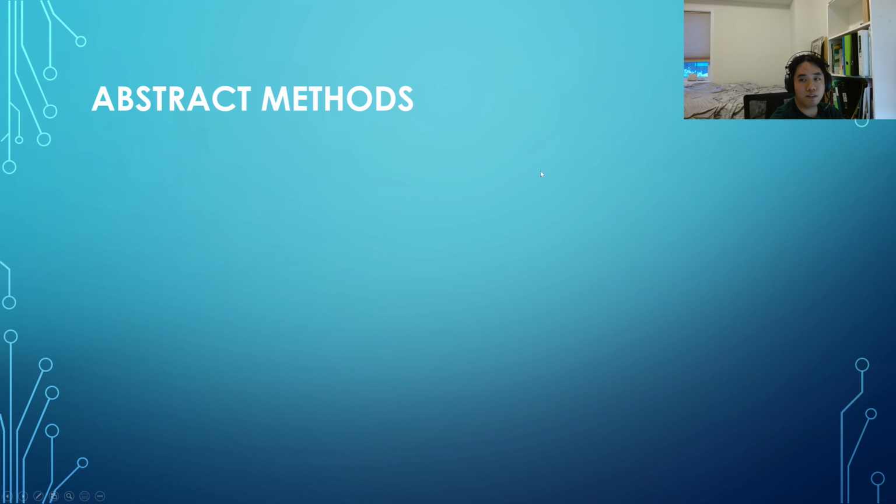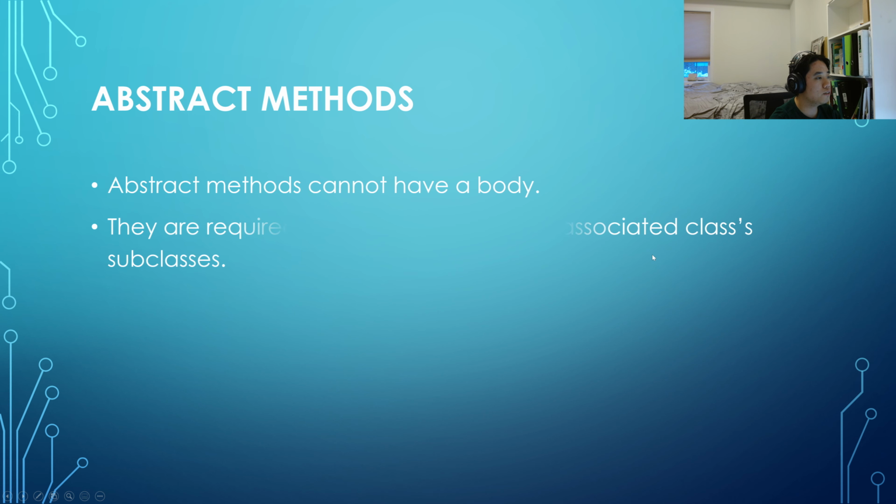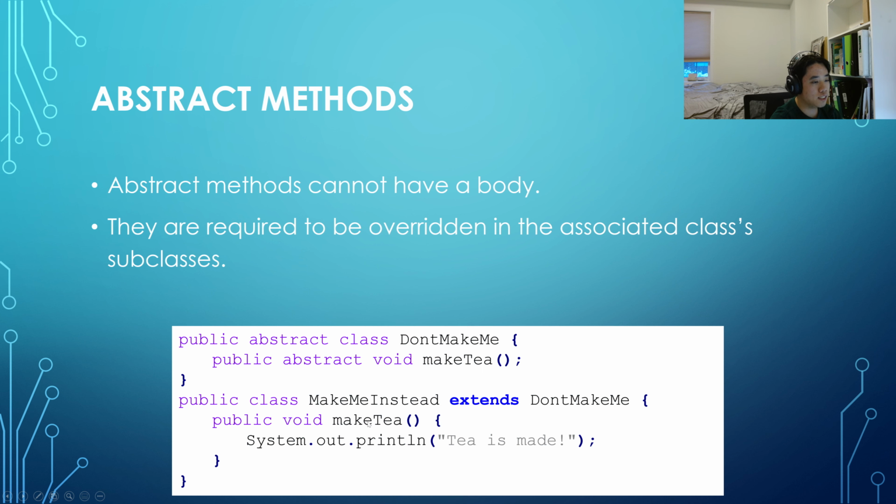Now, here are some things about abstract classes, and one of these things is abstract methods. Abstract methods cannot have a body, which means you cannot have any content inside at all. They are required to be overridden by subclasses, however. So the subclasses will have the body of those abstract methods. So here is an example. I have the DontMakeMe abstract class having an abstract method called makeT, which means I would have to implement the makeT method in any subclass that extends from DontMakeMe.